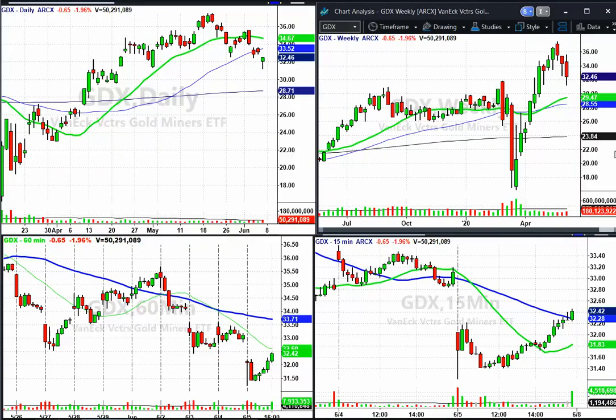So a few more ideas here. I won't get into too much detail. I'll just show you the charts. GDX in an uptrend. Okay, another possible head and shoulders if it breaks the neckline here, but support here at 30. Support here on the weekly chart. Pretty solid support here at 30, right? I'm sorry, here at 30.